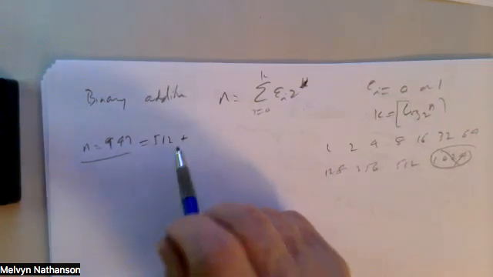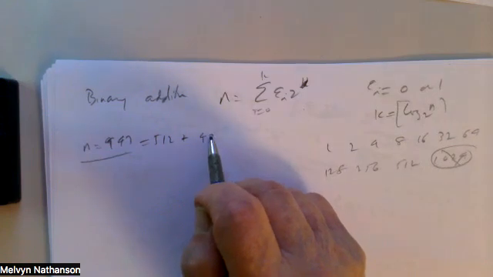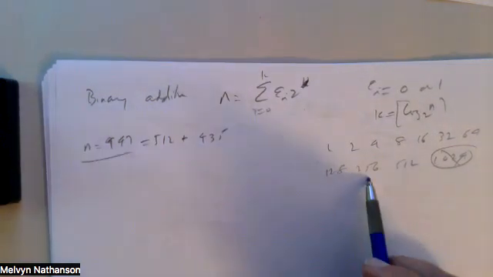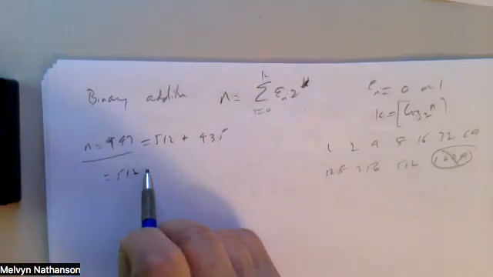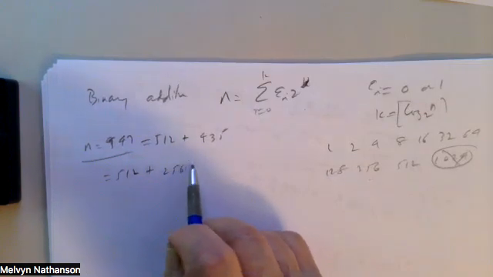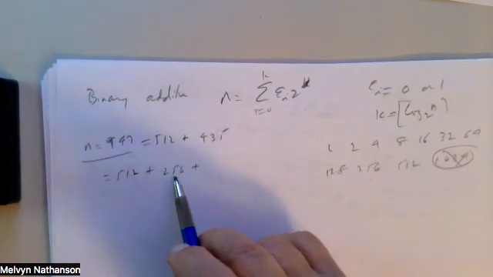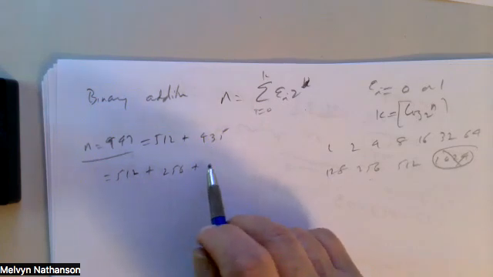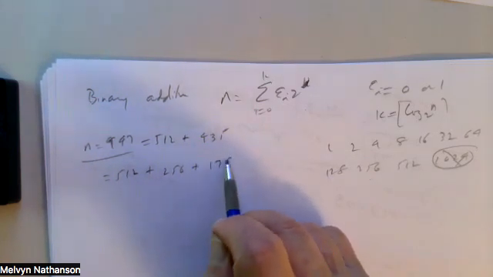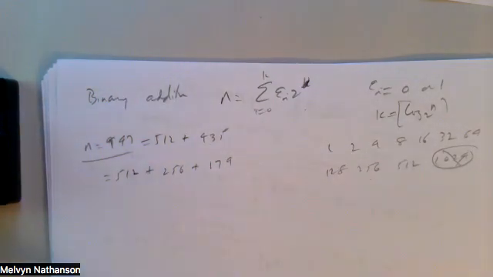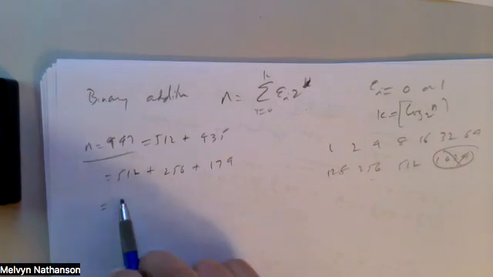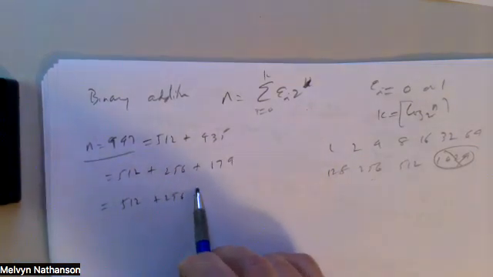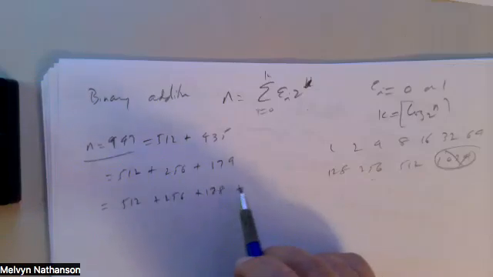This is 512 plus 435. The largest power of 2 in 435 is 256. This is 512 plus 256 plus, what do we add to 256 to get 435? 179, I think. The largest power of 2 in 179 is 128. This is 512 plus 256 plus 128 plus 51.